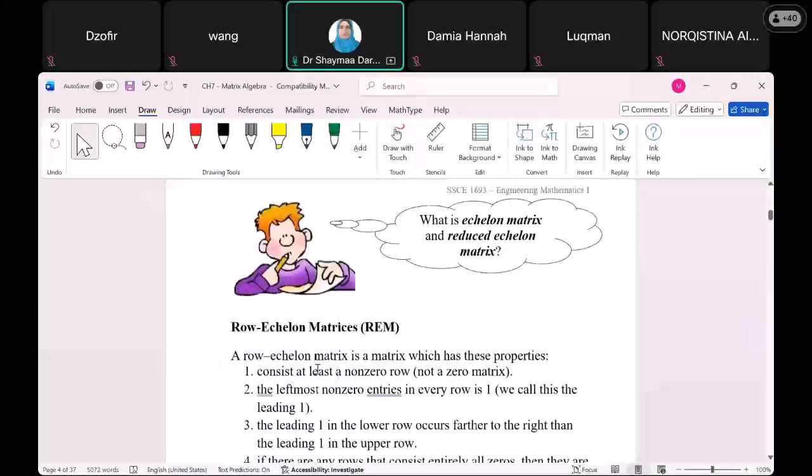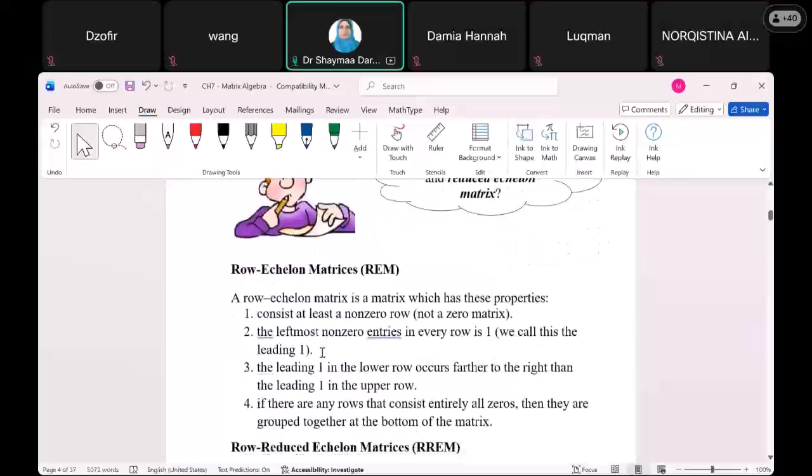Now we have what we call row echelon matrices. To say that a matrix is in row echelon form, it should satisfy 4 conditions. First, there should be at least one non-zero row. I mean, not all the matrix is 0, because that is what we call a zero matrix. There should be at least one number inside the matrix that is not 0.